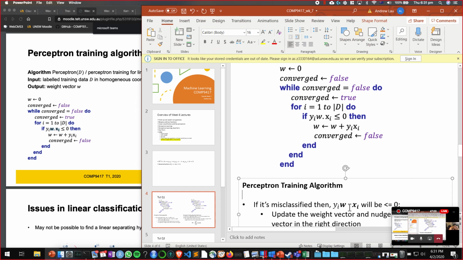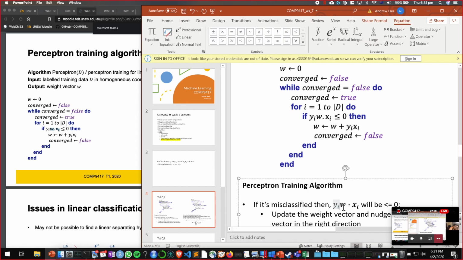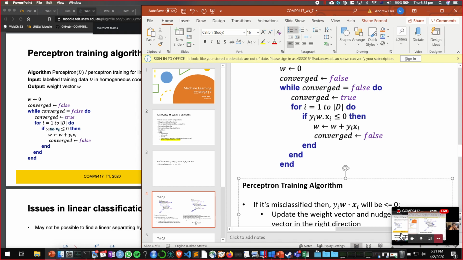So remember, this guy's our prediction. So you saw before as W transpose X, but it's the same as dot product, same thing. Basically, you're multiplying your weights with each of the features. So weight 1 times feature 1 plus weight 2 times feature 2, dot product. So this is your prediction. Now remember, if we predict positive, this will be positive. If our prediction is negative, this will be negative. So if it's correct, this will be positive, and this will be positive. So therefore, if it's incorrect, this will be negative.